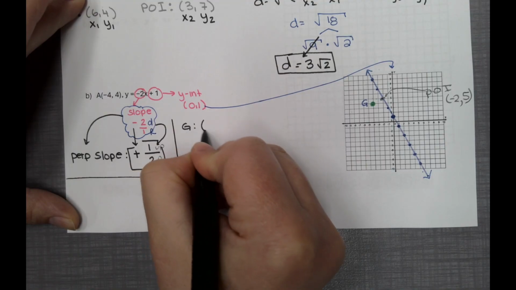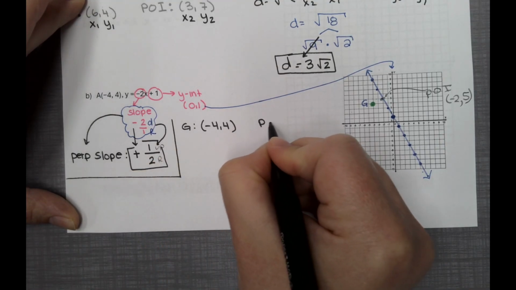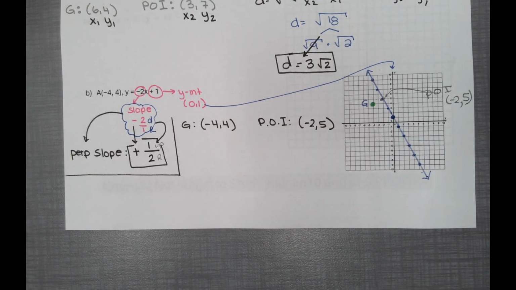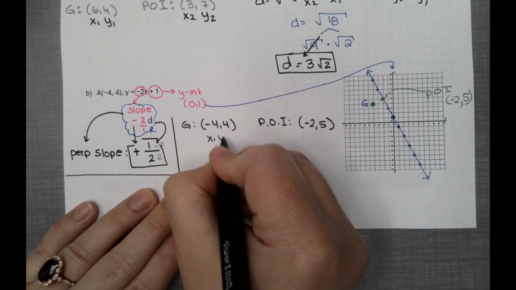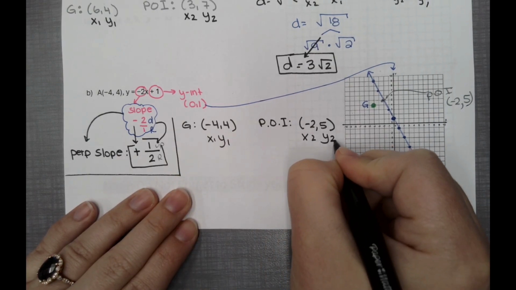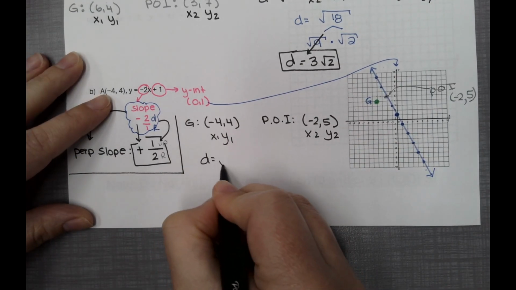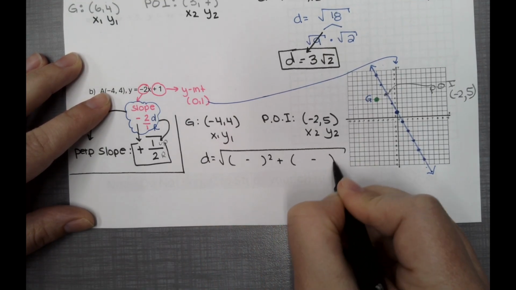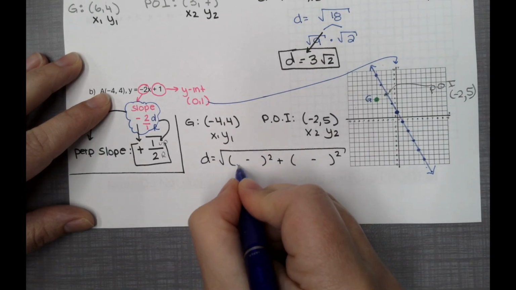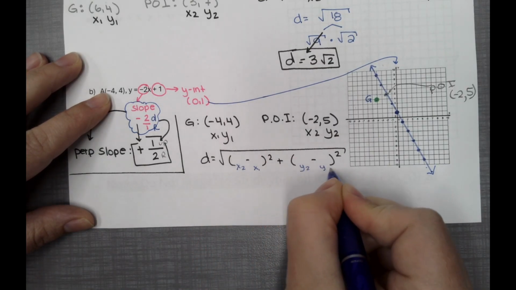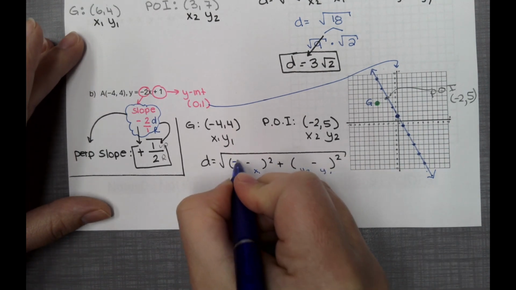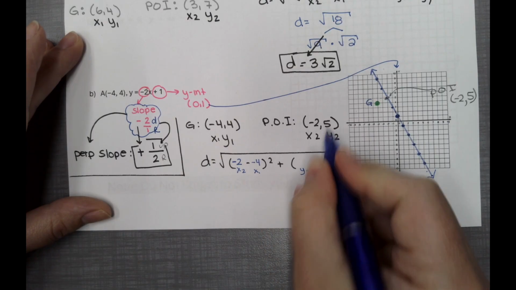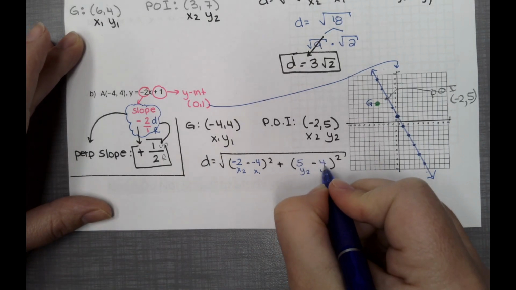We have our given point at (-4, 4). We have our point of intersection at (-2, 5). We need to label our points as x1, y1, x2, y2, and write out our distance formula: x2 minus x1 quantity squared plus y2 minus y1 quantity squared. So x2, x1, y2, y1. Let's plug in our numbers. x2 is -2, x1 is -4, y2 is 5, and y1 is 4.